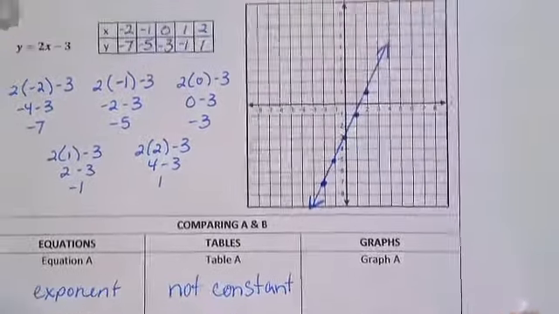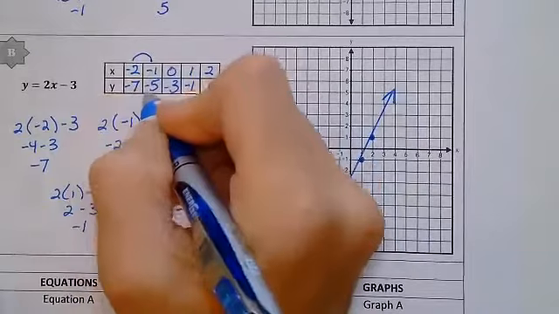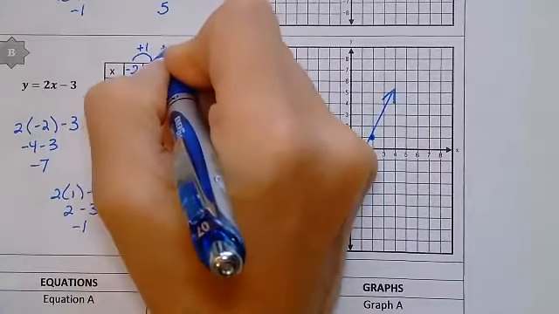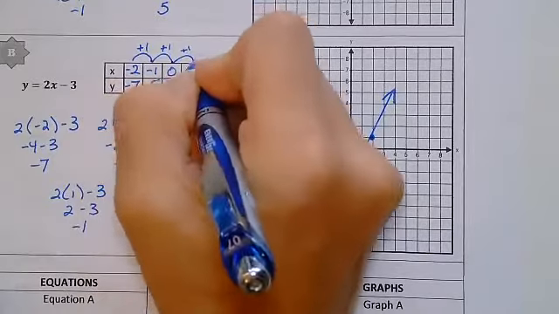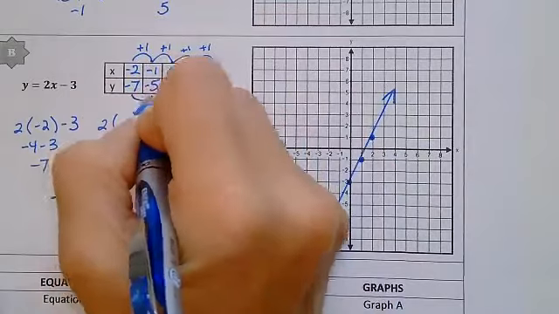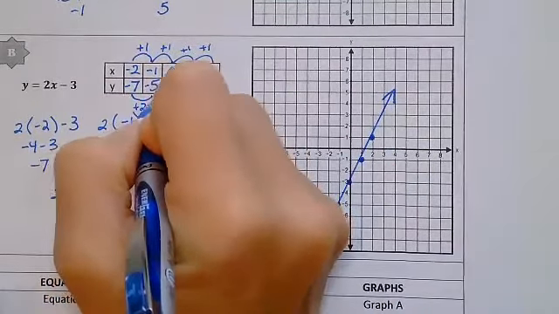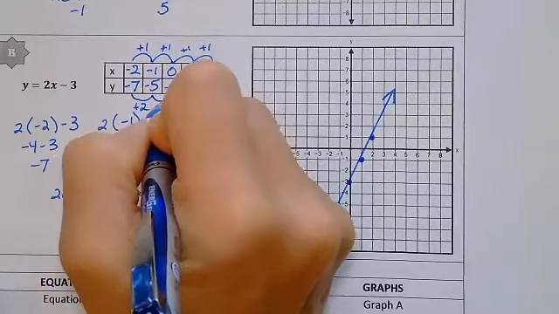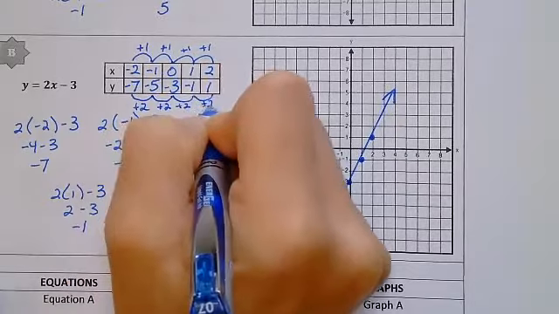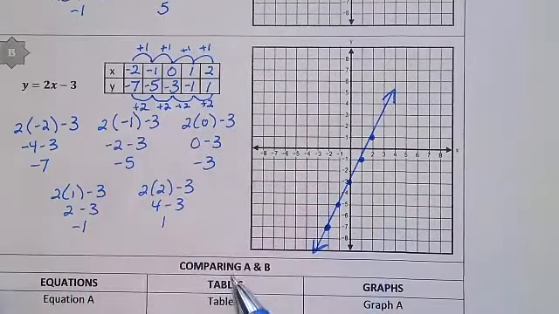Now let's check out table B. All right, so to go from here to here would be add 1. This is adding 1, this is adding 1, and this is adding 1. Now let's check out the bottom. To go from -7 to -5, you add 2. To go from here to here, you would add 2, and add 2. So this is showing a constant rate of change.